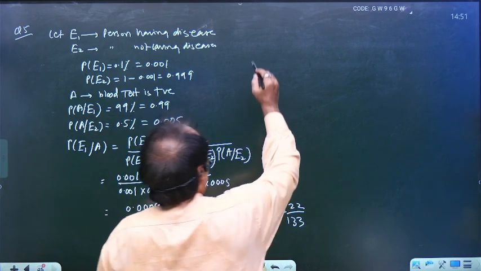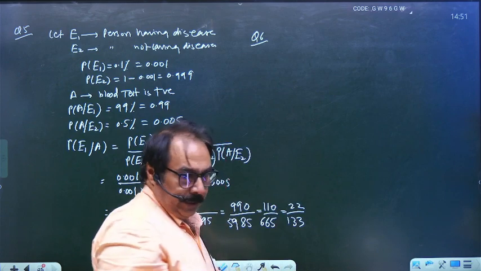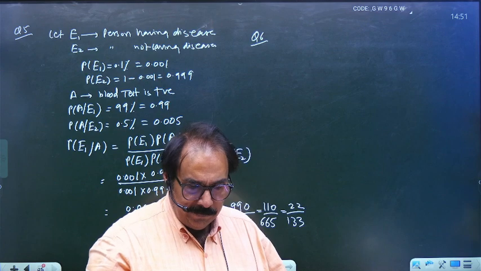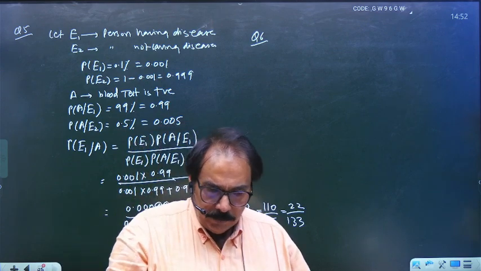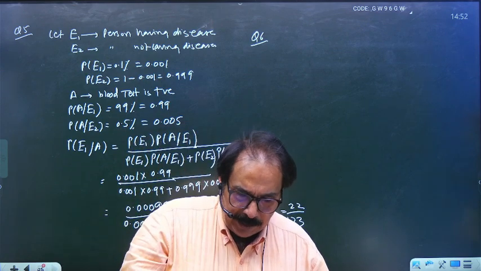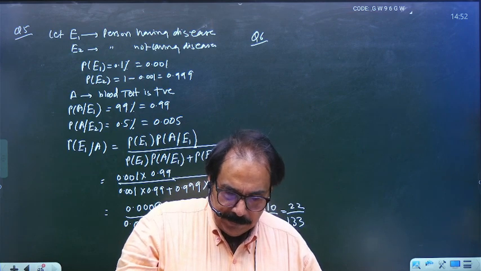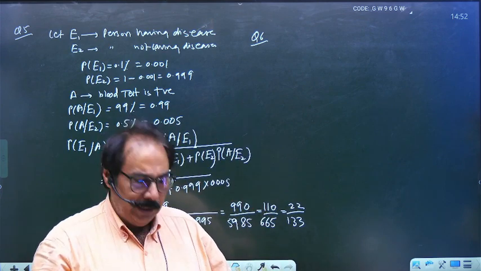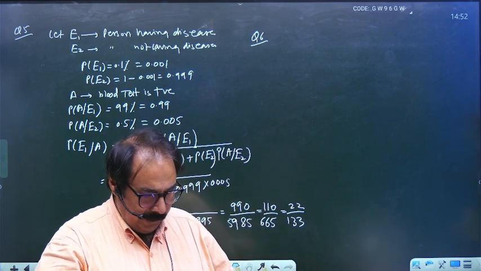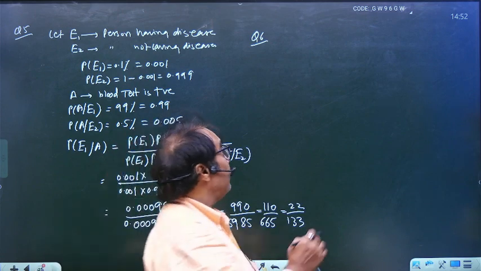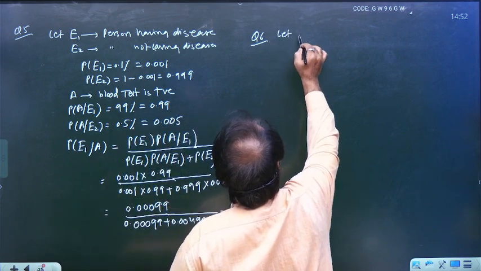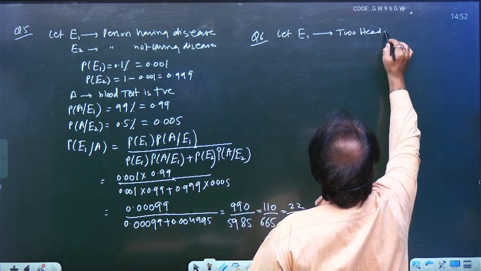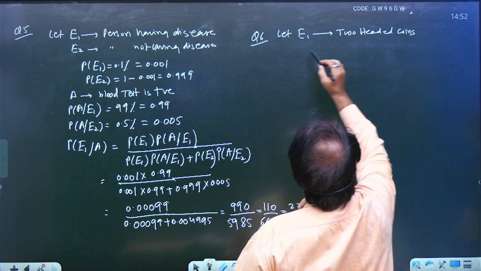Okay. Now the next question number 6. And the sixth question is, there are 3 coins. One is a two-headed coin, having head on both the faces. Another is a biased coin, and 75% head comes up. And third is an unbiased coin. So here we have 3 types of events. Let E1 be the two-headed coin. This is E1.